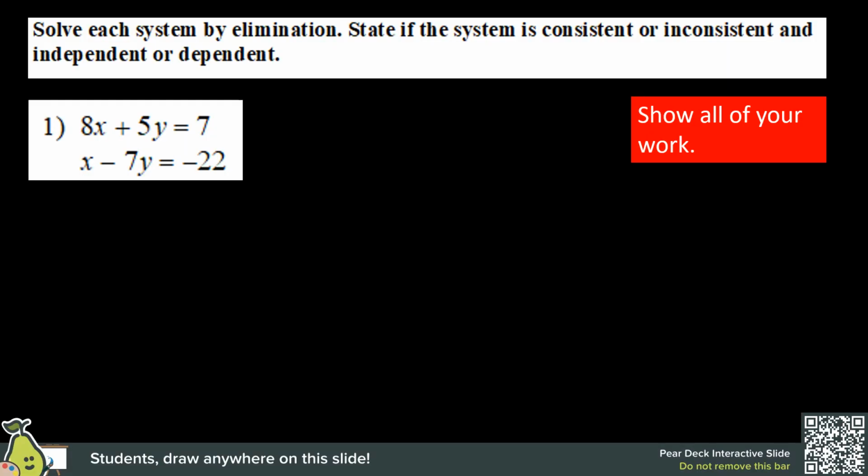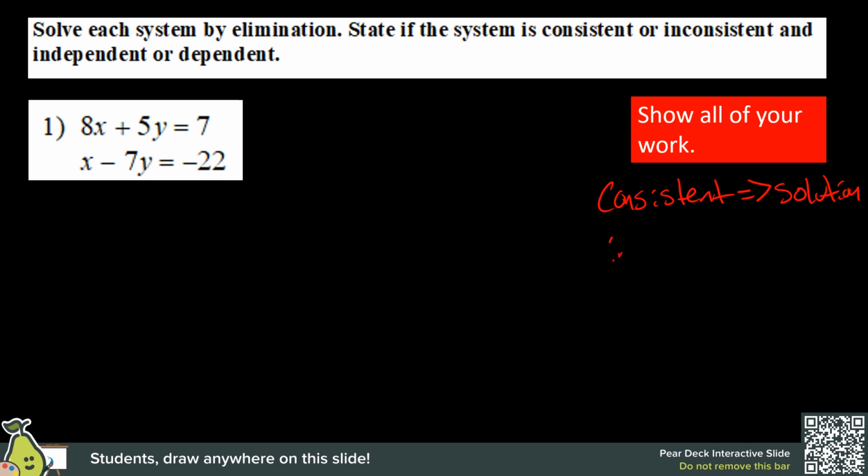This first question is asking us to solve each system by elimination. State if the system is consistent or inconsistent and independent or dependent. Okay, so let's talk about these terms first. If something is consistent, that means that there's a solution. In other words, there's an answer. That's important to know. It's consistent because there's a solution.